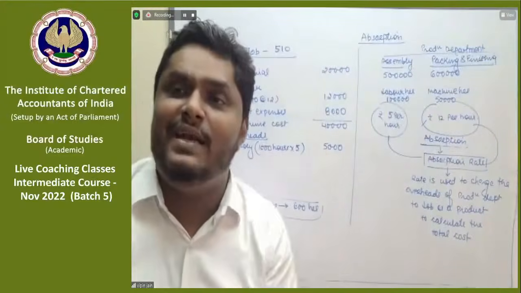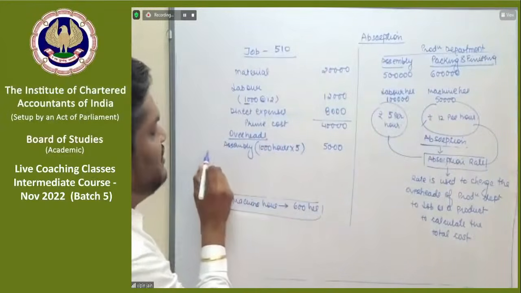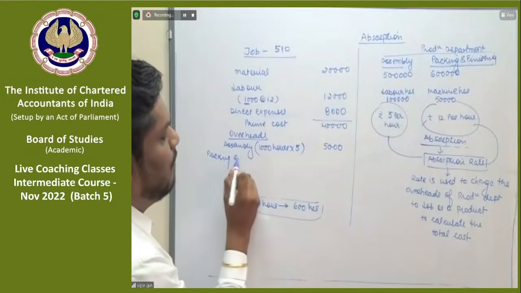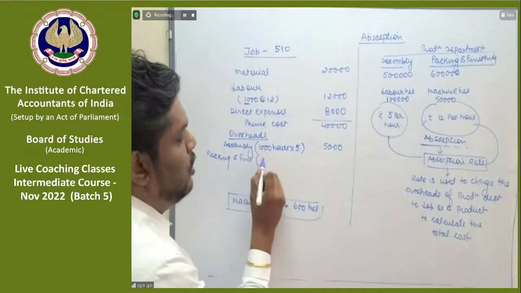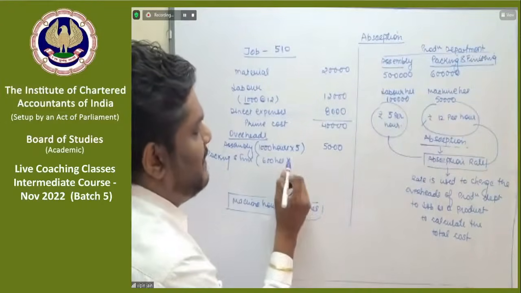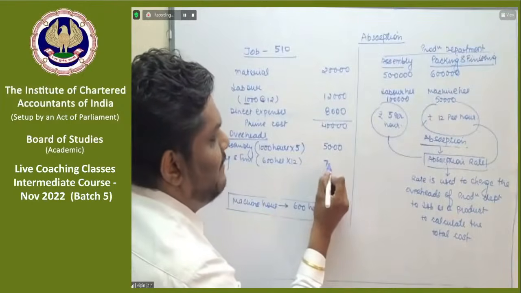Similarly, in the packing and finishing department, the expenditure incurred per hour is rupees 12, and we have worked for 600 machine hours in this packing and finishing department. So 600 total machine hours we have worked, and the machine hour rate is rupees 12 per hour. So this will be 7,200.